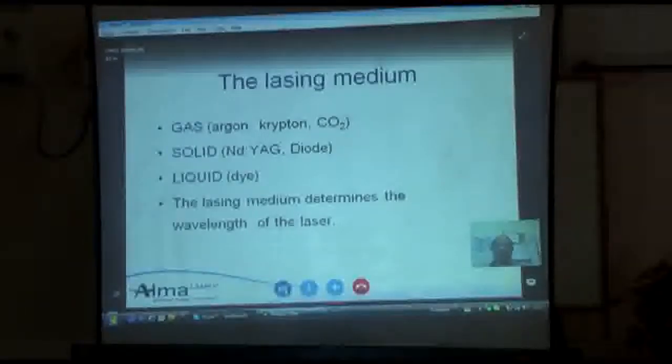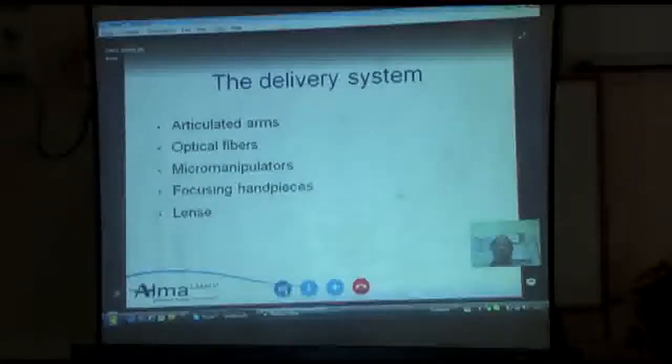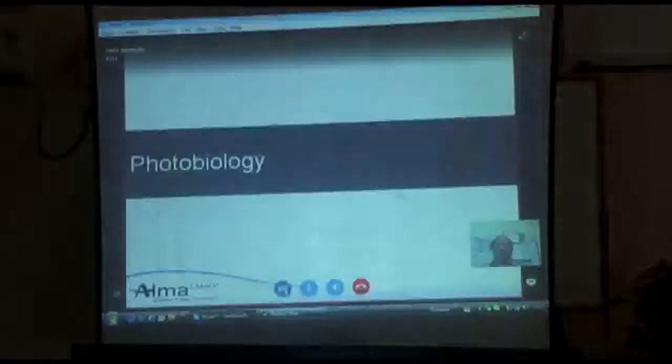The solids are Nd:YAG or diode, and the liquids are dye. The lasing medium determines the wavelength of the laser. Also, it's important to realize that we have special delivery systems to introduce the light source by using articulated arms, optical fibers, micromanipulators, focusing handpieces, or lenses.